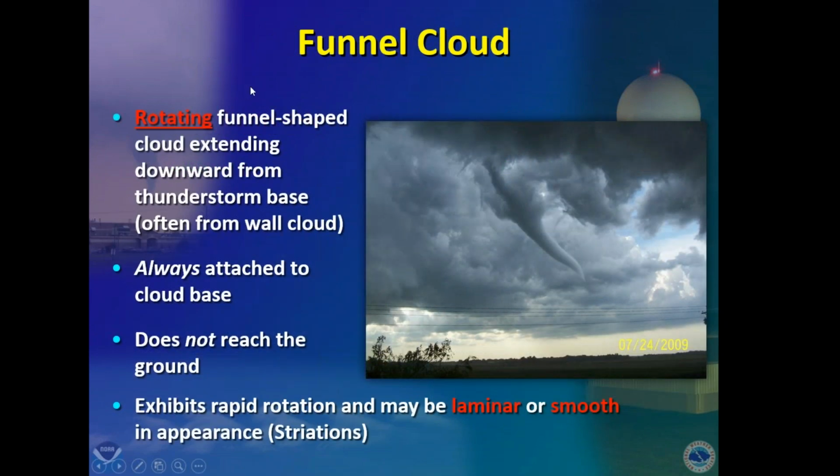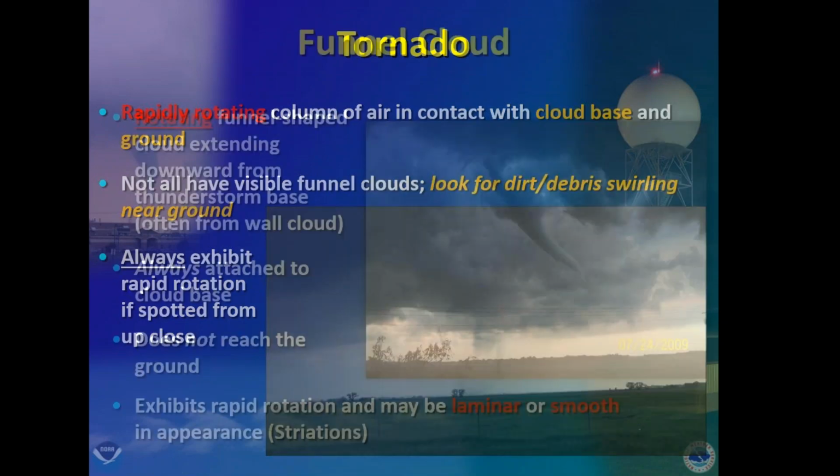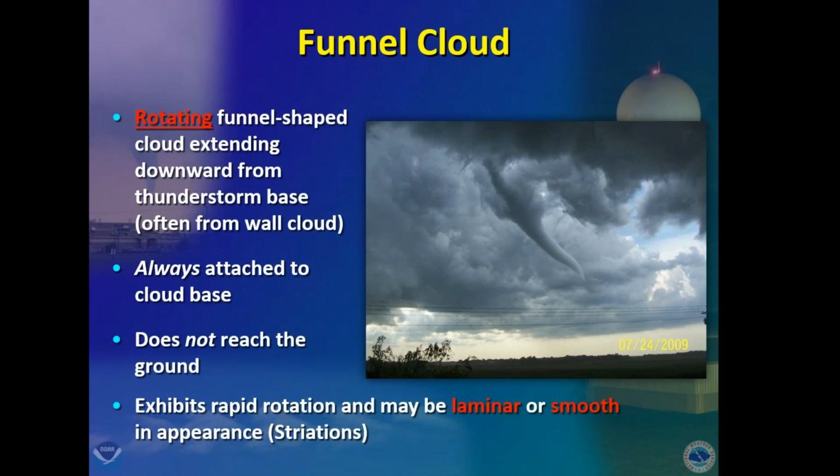So the funnel cloud is going to be a rotating funnel-shaped cloud coming out of our thunderstorm base, often from a wall cloud. So you're going to start to see a little funnel start to emerge from our wall cloud. It's going to be attached to the thunderstorm base, and it will not be in any way impacting the ground at this point.